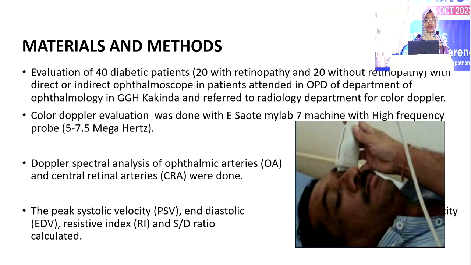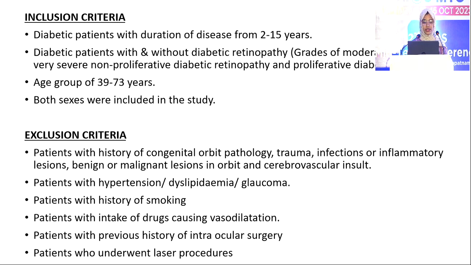Materials and method. We evaluated 40 diabetic patients, 20 with retinopathy and 20 without retinopathy, with direct or indirect ophthalmoscopy, and we referred them to the radiology department. Color Doppler evaluation was done, and Doppler spectral analysis of the ophthalmic artery and central retinal artery was done. The peak systolic velocity, end diastolic velocity and resistive index were calculated.